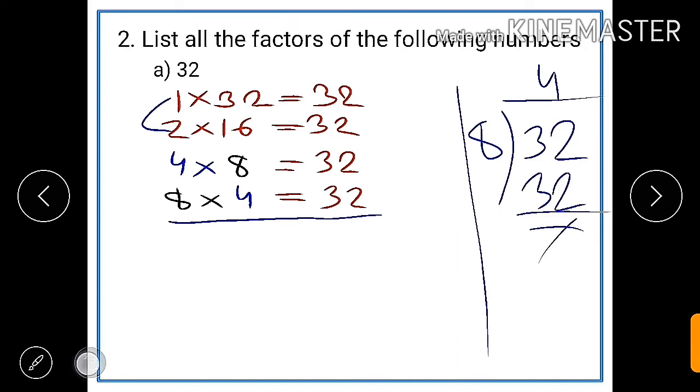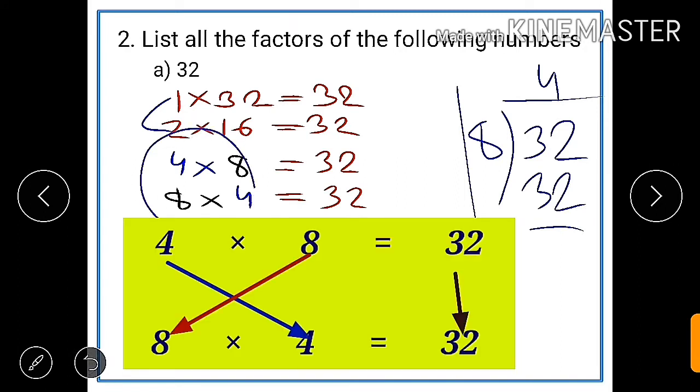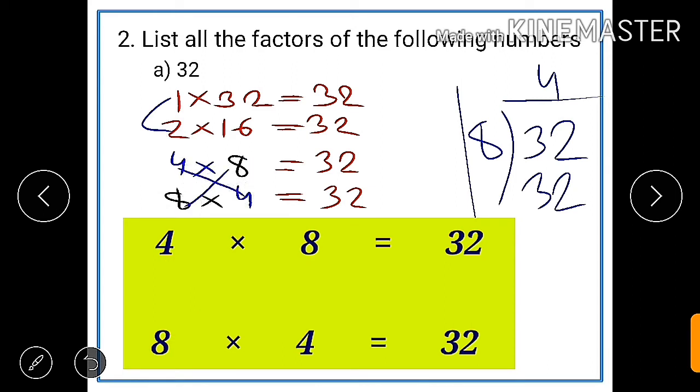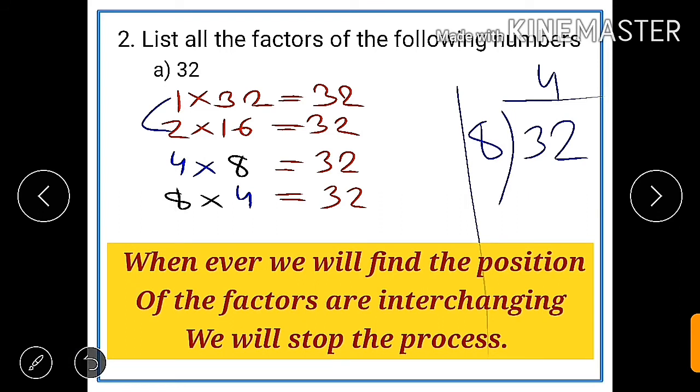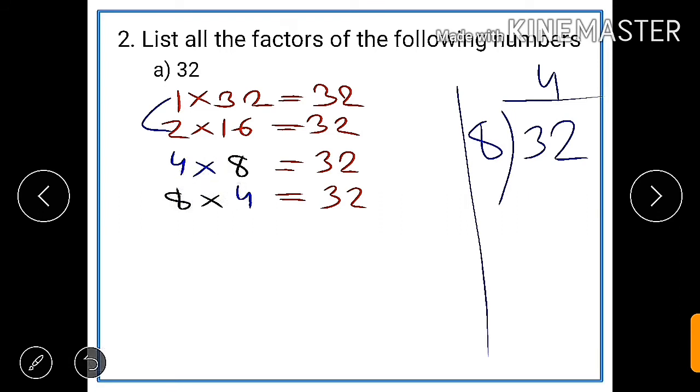And one thing you need to notice, after this step, in these two steps, you can see that 4 is coming here and 8 is going there. Means we are having a cross multiplication. Whenever we get this type of cross multiplication, that is, the first number comes here and the second number goes in the first place, then only we will stop doing this and we will find out our factors.